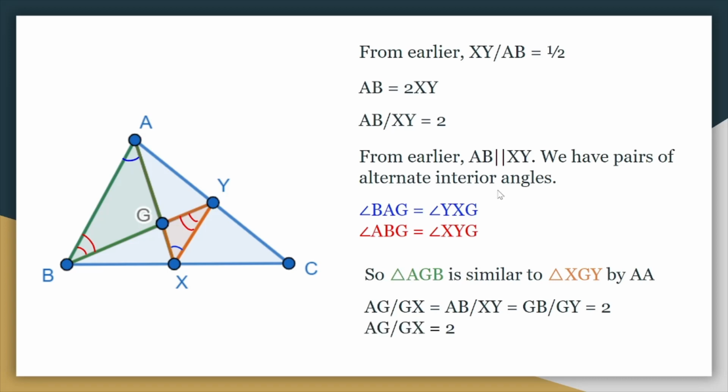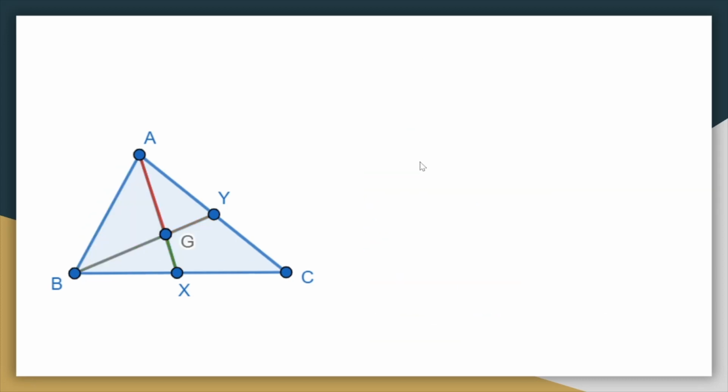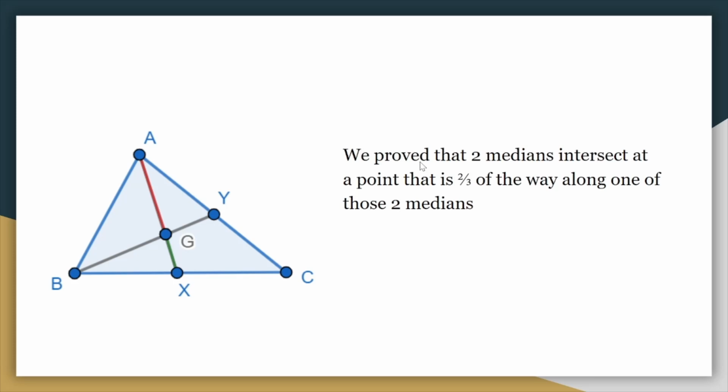Now we'll just focus on AG divided by GX equals 2. And so we'll multiply both sides by GX to get AG equals 2GX, which we were trying to prove. Hence, we just showed that two medians intersect at a point that is 2/3 of the way along one of those two medians. And so in our case, median BY intersects median AX at a point that lies 2/3 of the way from A to X.